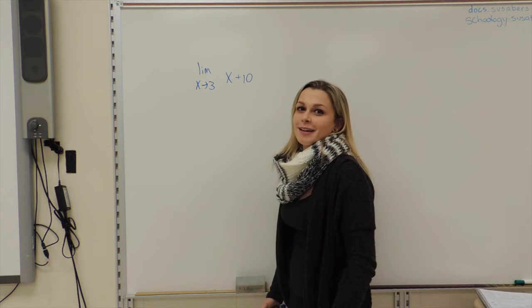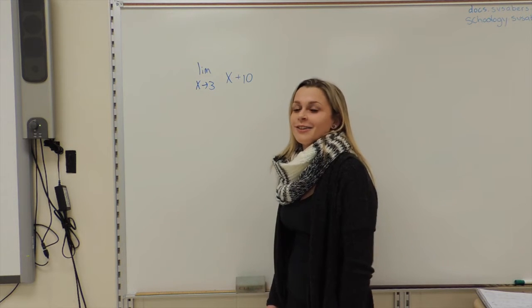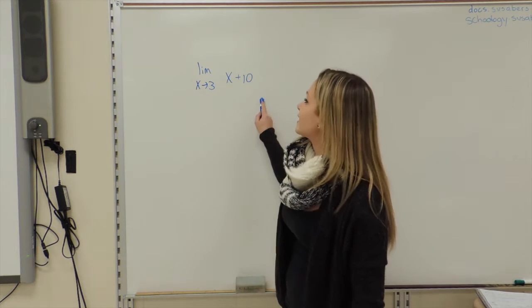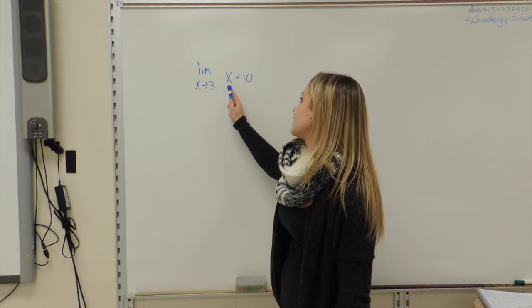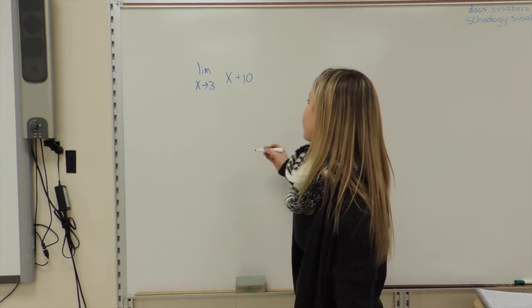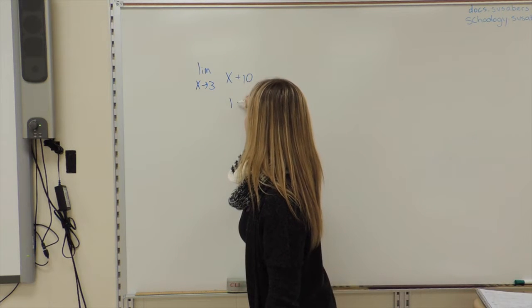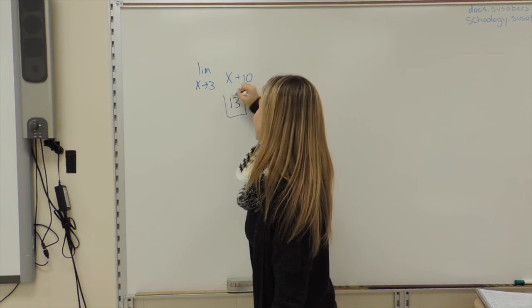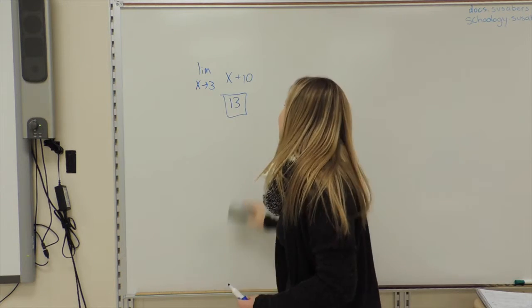So when you're trying to find the limit as x is approaching some number, you can use graphs or tables, but you can also use equations and just plug the number into the x and get the limit. So here, this is an easy one. You could just plug in the 3. That will equal 13. It's 3 plus 10, which is 13. But it's not always that easy.